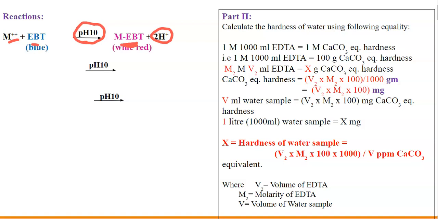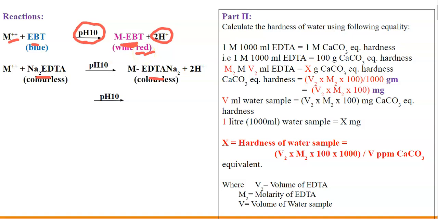Similarly, Na2EDTA, that is the disodium form of EDTA, also forms a complex with the metal ion in the presence of pH 10 buffer solution, meaning when we maintain the pH. The difference between this complex and the first complex is that the complex between metal and EDTA is more stable as compared to metal and EBT. So this is the driving force for the reaction to take place.